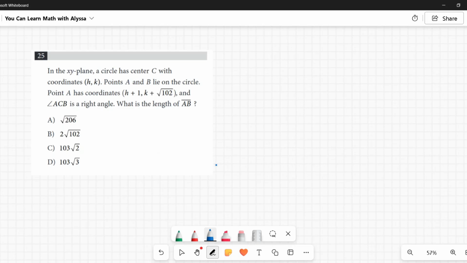25. In the xy plane, a circle has center C with coordinates (h, k). Okay, so somewhere in the xy plane, this is C, and it's (h, k). Points A and B lie on the circle. Point A has coordinates (h + 1, k + square root of 102), and angle ACB is a right angle. What is the length of segment AB?